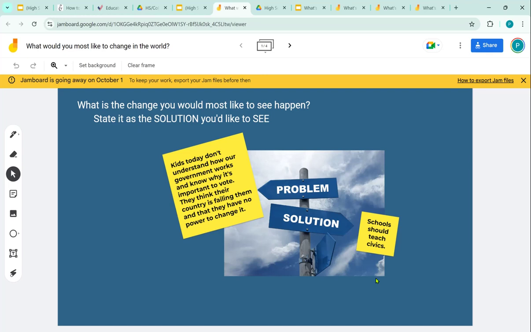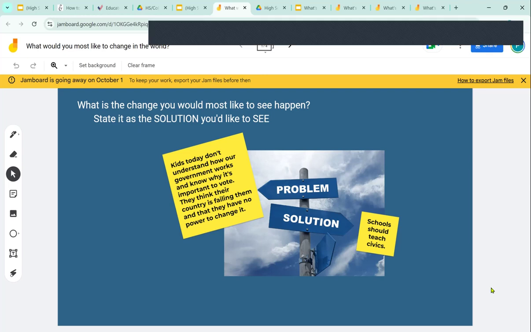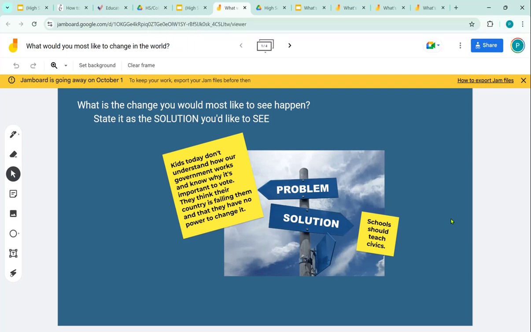So we give kids a chance to do just that much of it. And what I'd like to ask you to do is to do just that much of it on the issue that you chose in the first part of the lesson. So what is the problem and what's the solution that you'd like to see? And try to keep the solution to only a few words if you can. It should be something you can actually see. So you can see whether or not schools are teaching civics, for example.